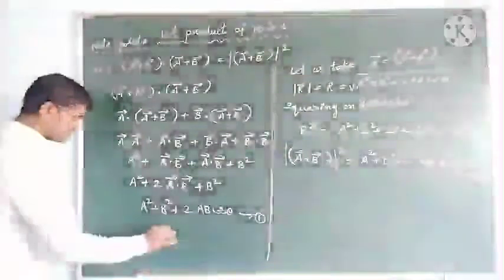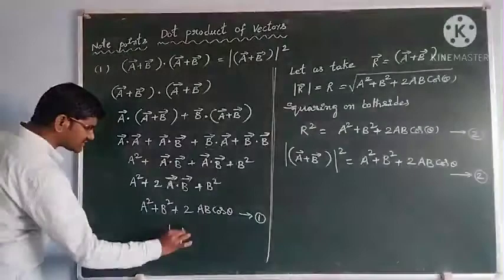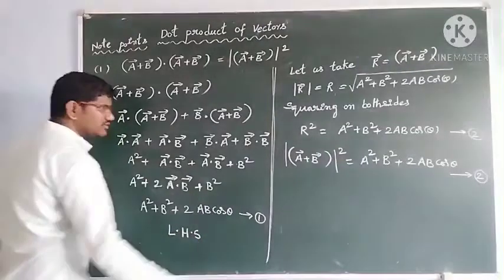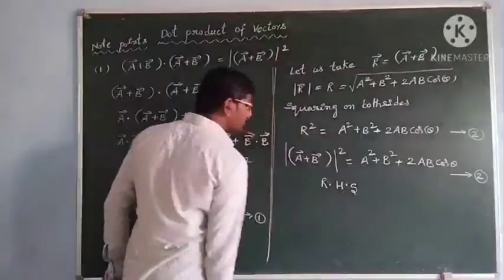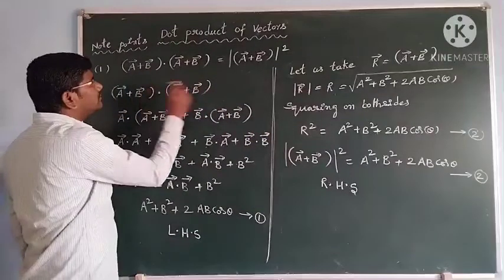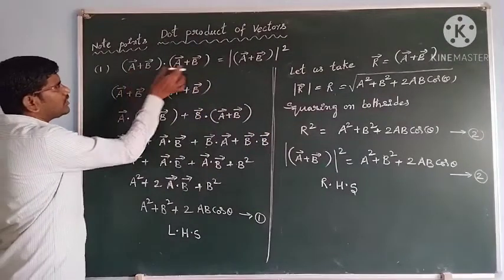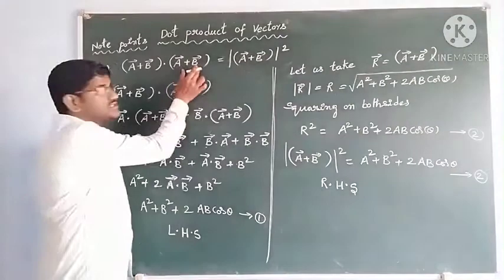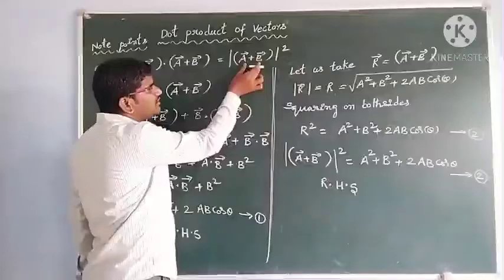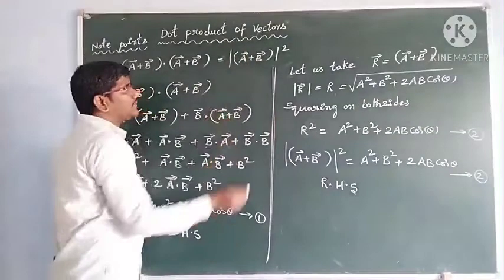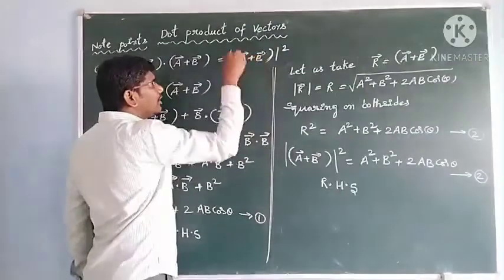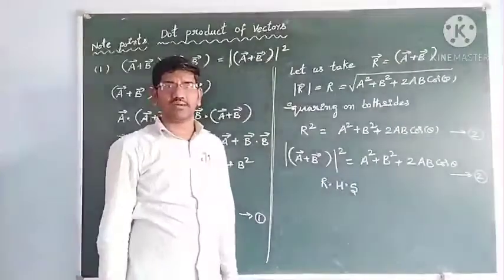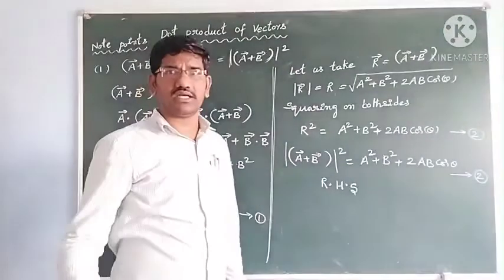So in equation number 1, the LHS value is the same as the RHS. So (A bar plus B bar) dot (A bar plus B bar) is equal to the modulus of (A bar plus B bar) whole square. That's the result we got.